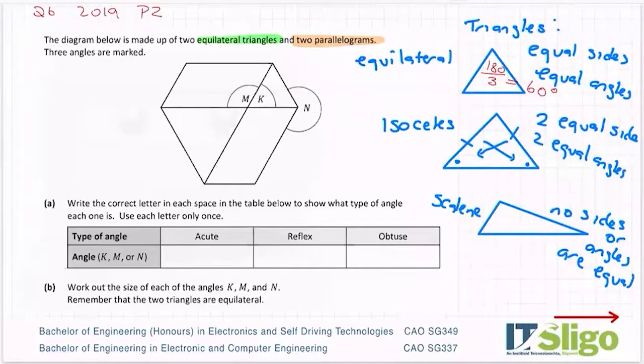Isosceles triangle, in many cases, they give you this angle here, and then they ask you to work out the other angles, or maybe just one of the other angles. In that case, you have to subtract this angle from 180 and divide by 2 to get the other two angles. That's the type of questions they ask. And then in a scalene triangle, all three angles will be different because all three sides are different.